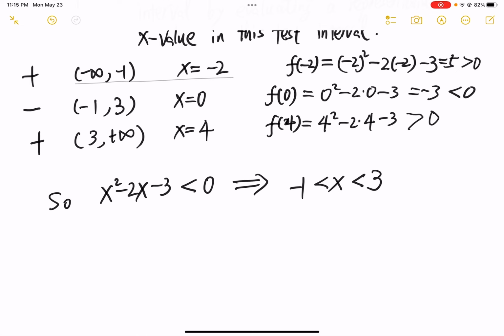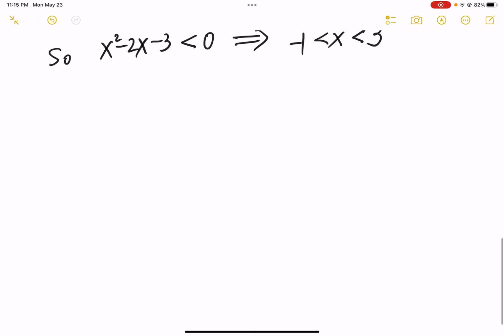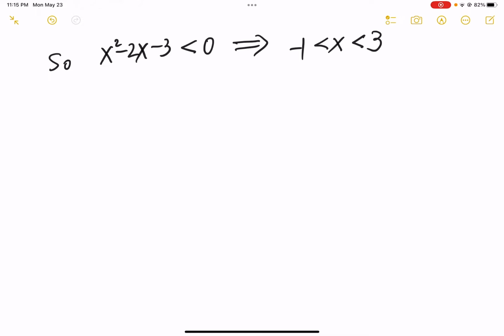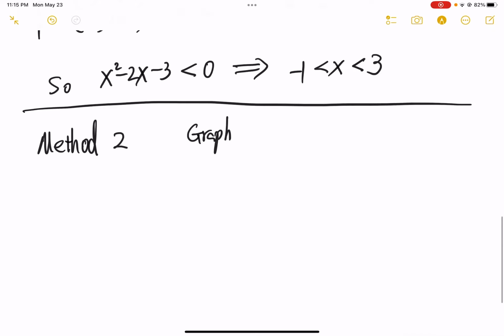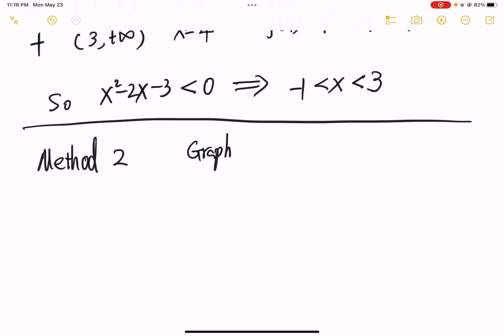So this is one way to solve this inequality. But of course, there are many other ways. Let's look at method 2. This method is not mentioned in the textbook, but I also want you to know that we can use the graph. We can sketch the graph because the left side is a polynomial, and a polynomial we can always sketch. This is the graph method.